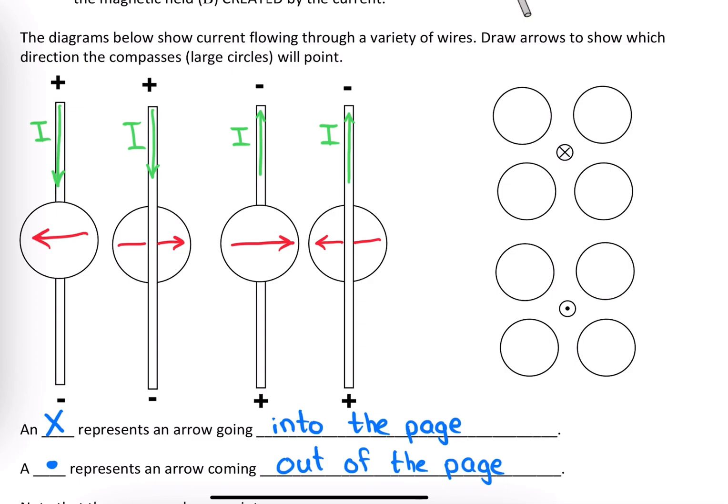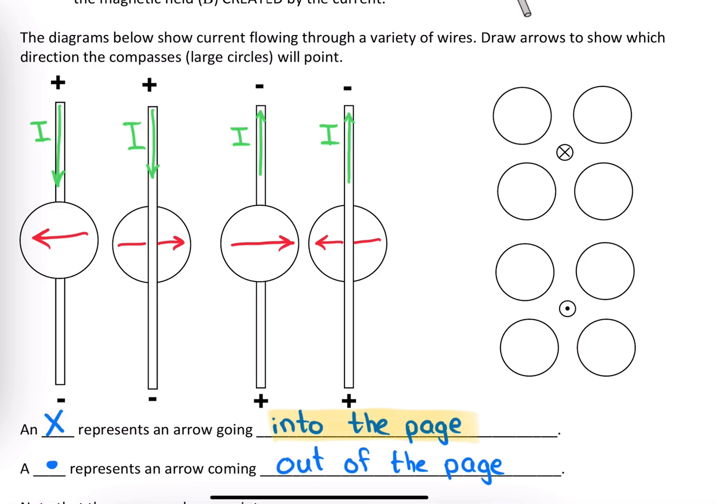If it helps you to remember this, think of an actual physical arrow, like the kind that's fired from a bow and arrow. And imagine that arrow is fired away from you. It's going into the page. The part of the arrow that you would see, sort of leaving you, is the back of the arrow, which has fins on it, looking kind of like an X.